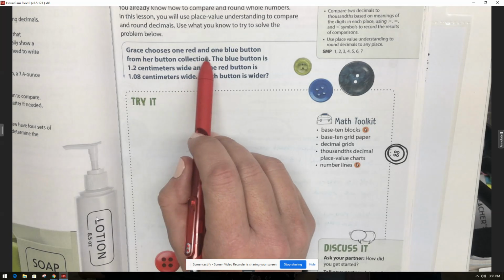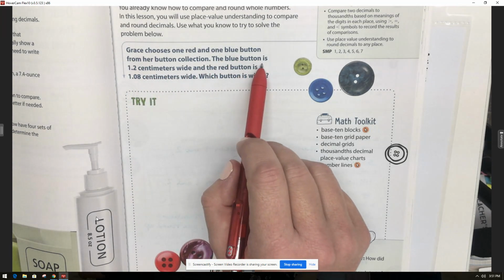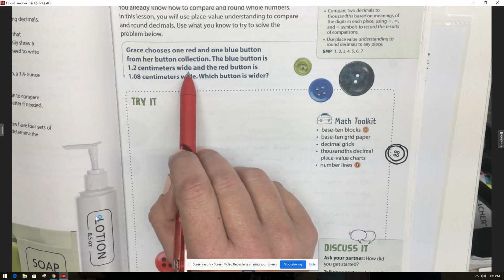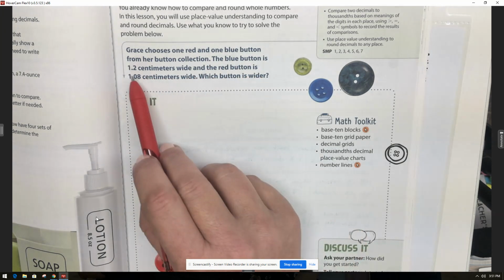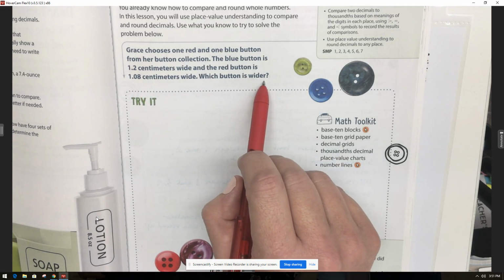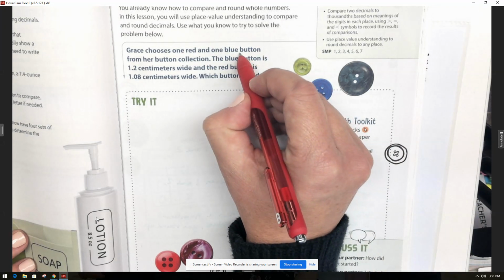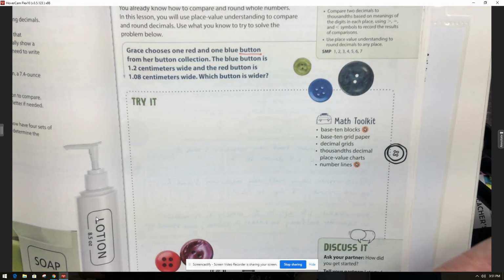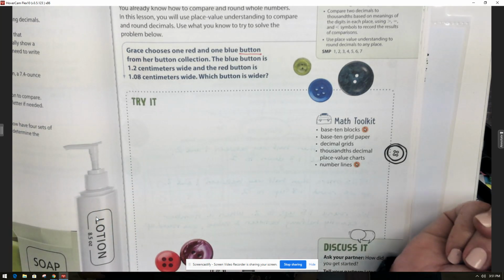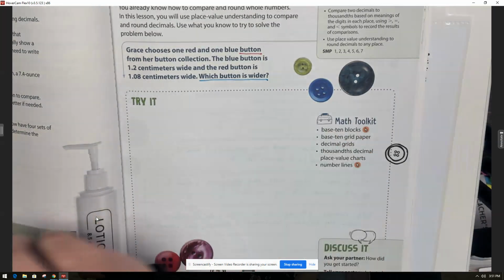Grace chooses one red and one blue button from her button collection. The blue button is 1.2 centimeters or 1 2/10 centimeters wide, and the red button is 1 800 centimeters wide. Which button is wider? So first, what are we talking about? And in this case, we are talking about buttons. This question is really all about buttons. And so what is it that we're trying to find out? We're trying to find out which button is wider.